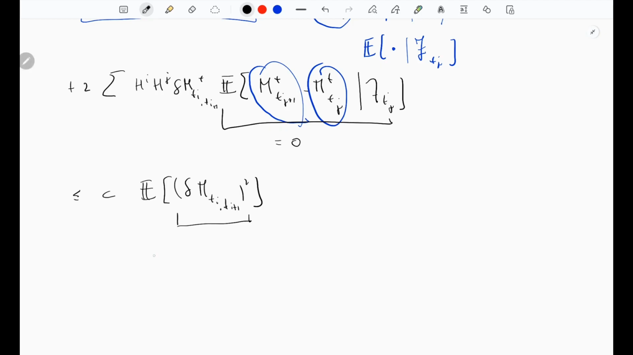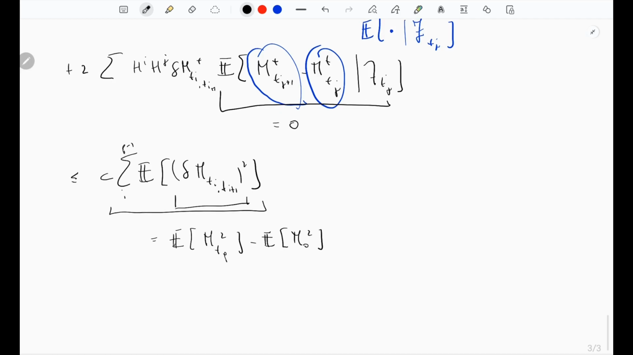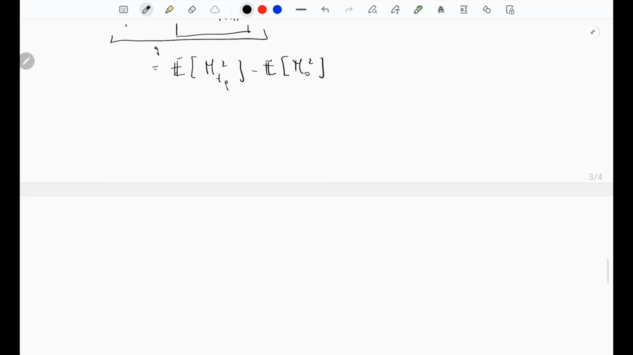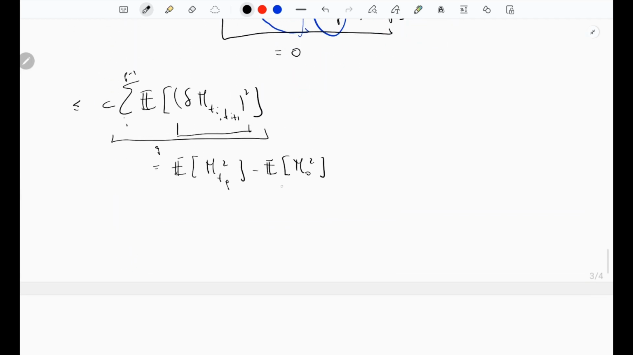You can prove that this is actually equal to, I forgot the sum, the difference between the last and the first squared. Okay, you can prove that, and that's 0 because we started in 0.